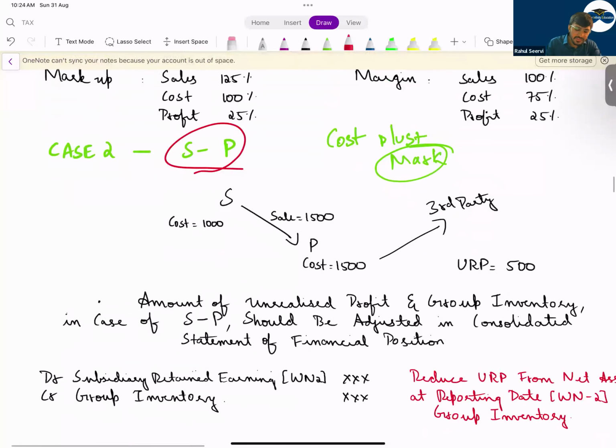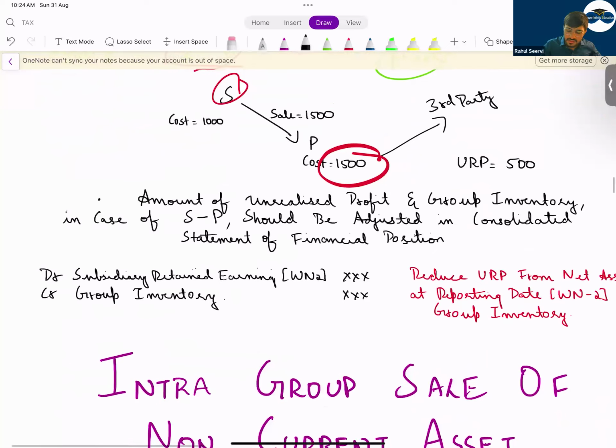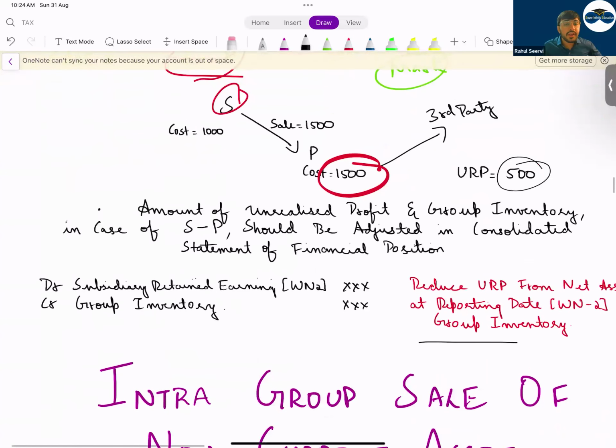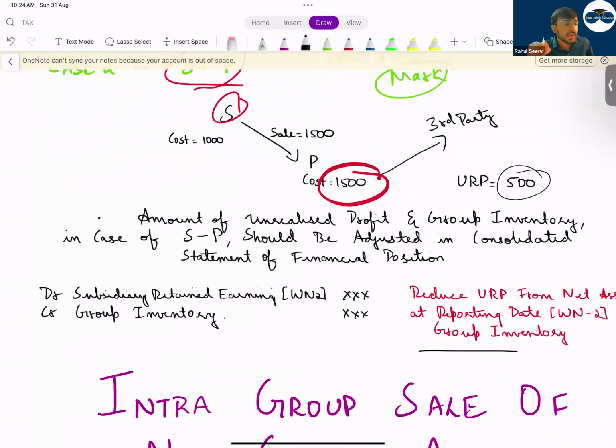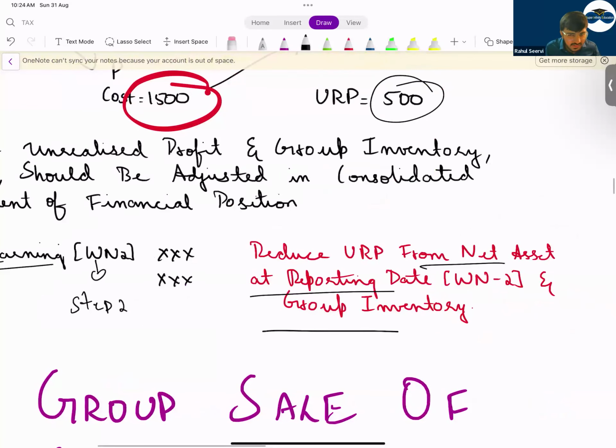Then case 2, subsidiary to parent. So sir, subsidiary is recording a profit and parent is recording more inventory. So the first thing, sir, URP we calculate 500. This URP will reduce from the group inventory. Now subsidiary company is recording more profit. If subsidiary company is recording more profit, that means post acquisition profits will be affected. So we will reduce this amount from subsidiary's retained earnings, that is step number 2. You will reduce this from step number 2. Reduce URP from the net assets at the reporting date, and group inventory, your adjustment is done.